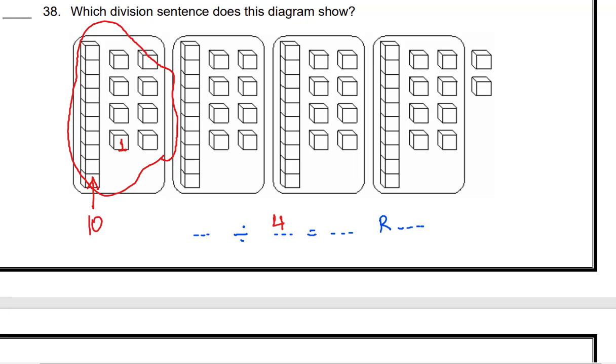It is 1 ten and 8 ones. So 18. Great. So this is 18. And also this is 18. 18 in each one. So is this the dividend or the quotient or the remainder? Where to write it? This is the quotient.